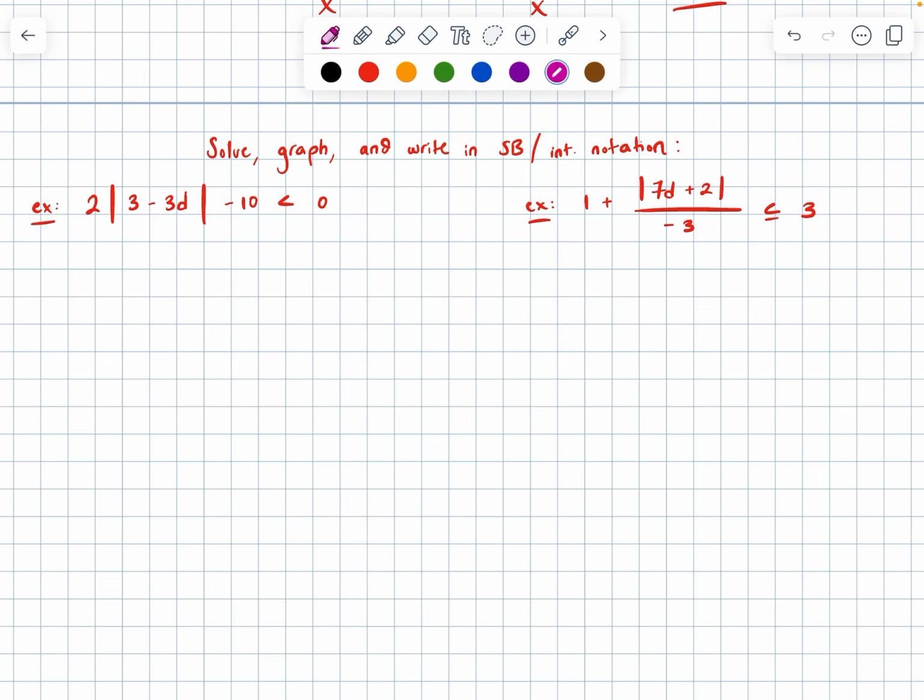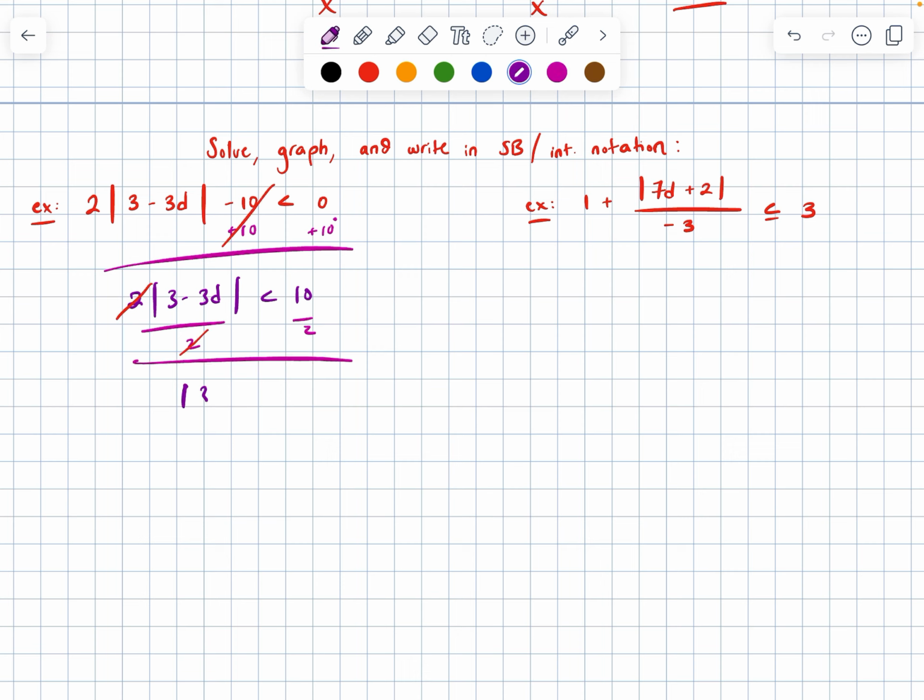let's take the one on the left. 2 times the absolute value of 3 minus 3d, minus 10, is less than 0. My goal to begin with is to get the absolute value by itself. So my opening move, let's start by adding 10 to both sides. Plus 10, plus 10. I've got 2 times the absolute value of 3 minus 3d is less than 10. Divide both sides by 2. On the left side, they undo each other. And I've got the absolute value of 3 minus 3d is less than 5.